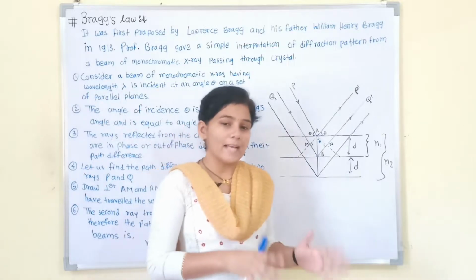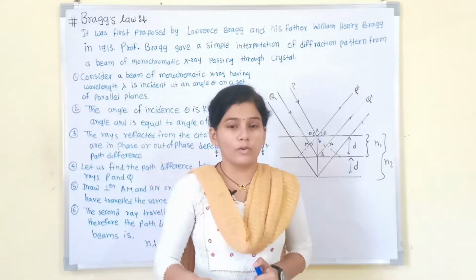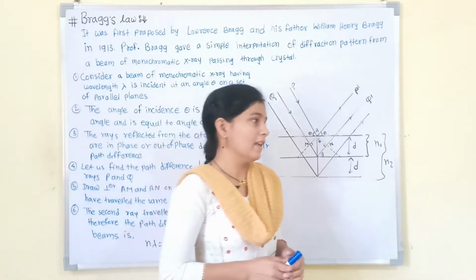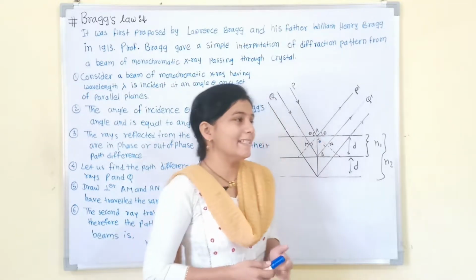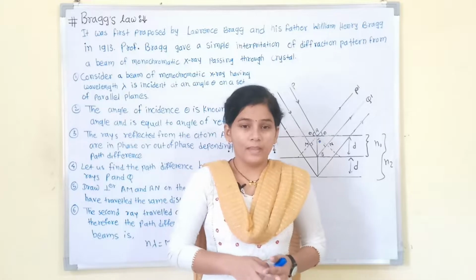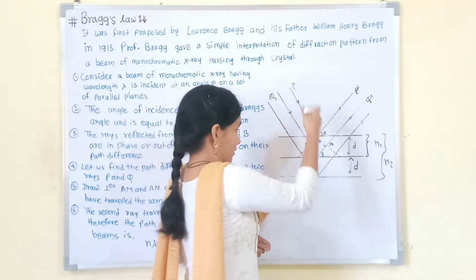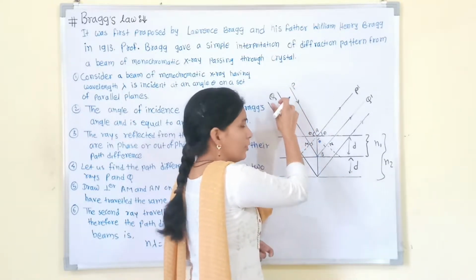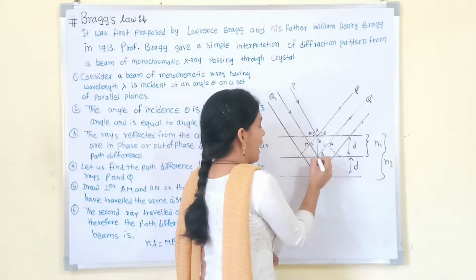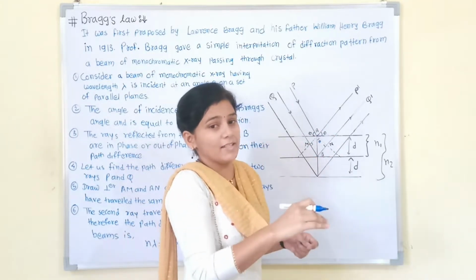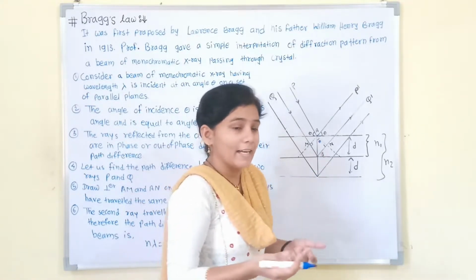Professor Bragg gave the simple interpretation of the diffraction pattern from a beam of monochromatic X-ray passing through a crystal. If a beam of monochromatic X-ray passes through a crystal, it is scattered by individual atoms which are arranged in a set of parallel planes. Here we can see that P and Q are the incident X-ray beams which are incident on the atoms, and those atoms are arranged in a set of parallel planes. So we can say the atoms are the source of reflected radiation.